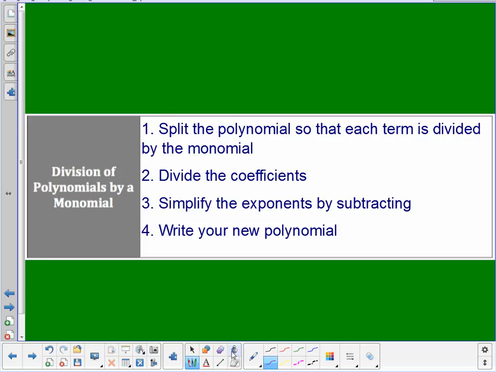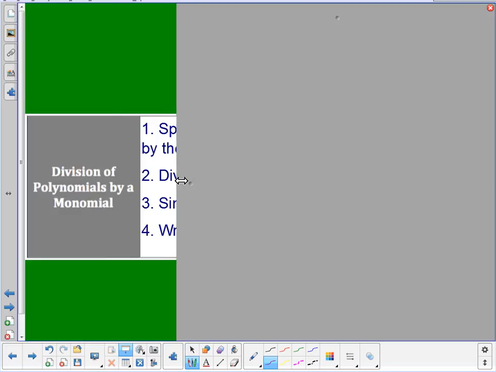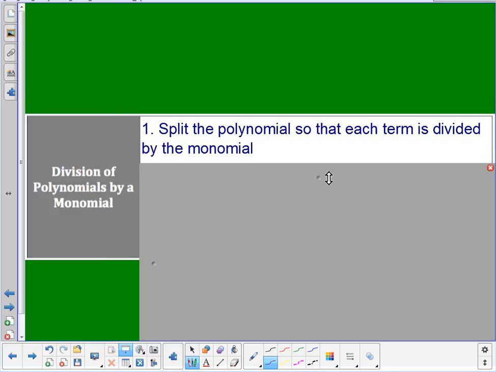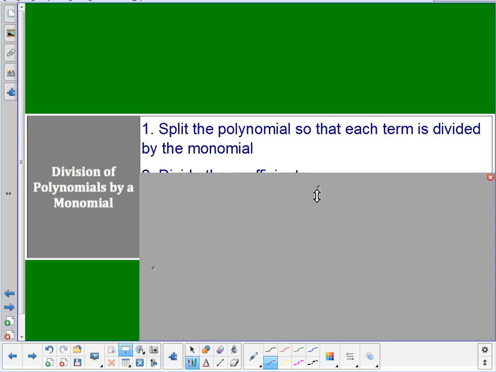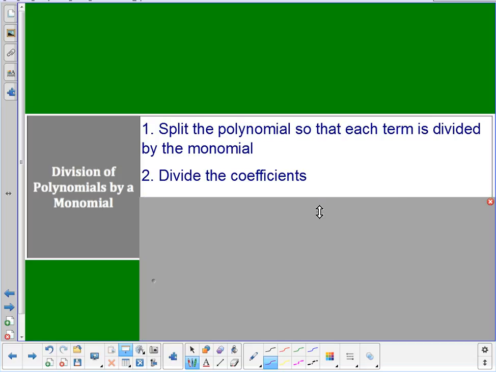So when we're talking about monomials and we want to divide a polynomial by a monomial, the first thing we're going to do is we're going to split the polynomial so that each term is divided by the monomial. Split it up. So you have a whole big thing on the top divided by one term on the bottom. We're going to split up those terms on the top and write the divisor underneath each one. We're going to divide out the coefficients, take out any common factors, really is what that means there.